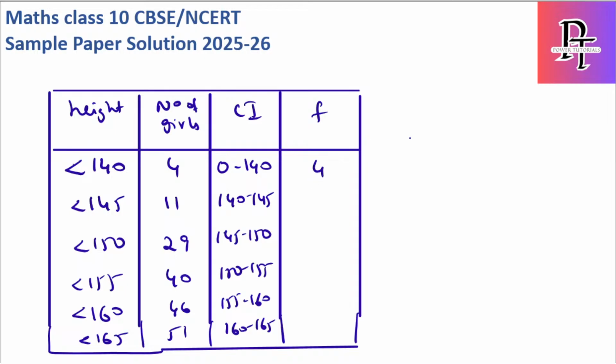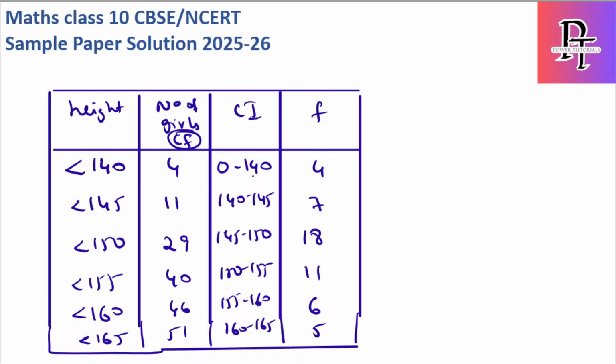Okay, so here the number of girls is nothing but the cumulative frequency also, so there is no need to find another table of cumulative frequency because they have already provided it. Then we have to subtract 4 from this 11, because for 0 to 140 we have already written 4, so this should be 7. Then 29 minus 11 to get only the values between 145 and 150, which is 18. 40 minus 29, because still for 150 we don't know the values, so it will be 11, again 6, again 5.